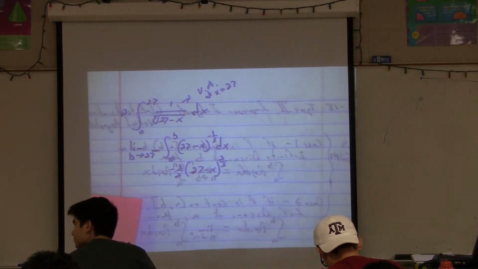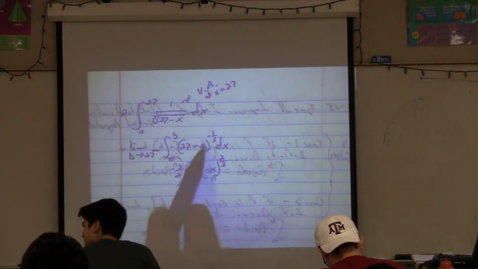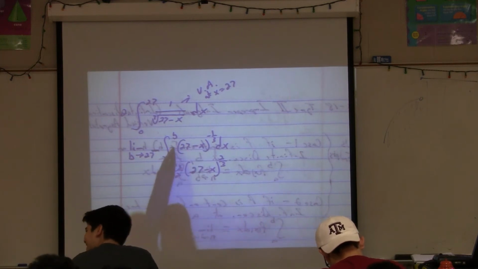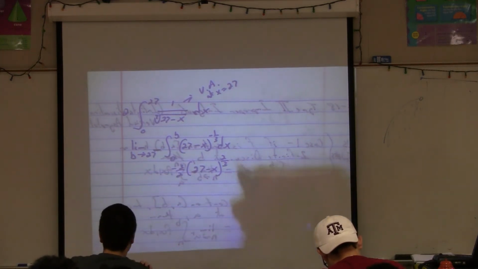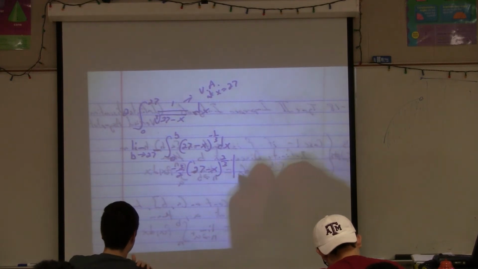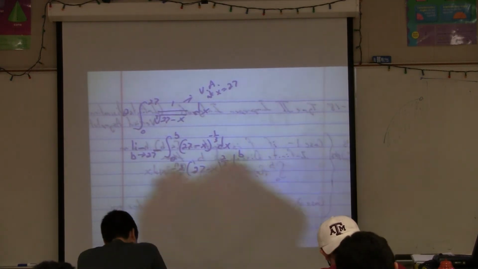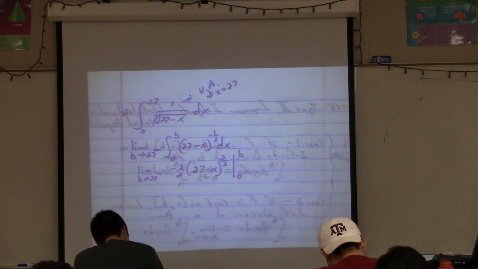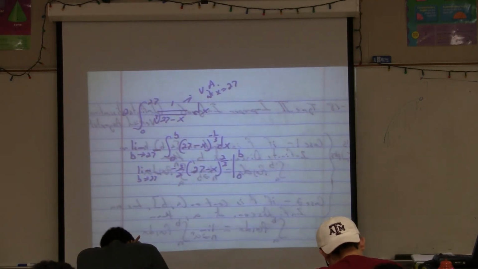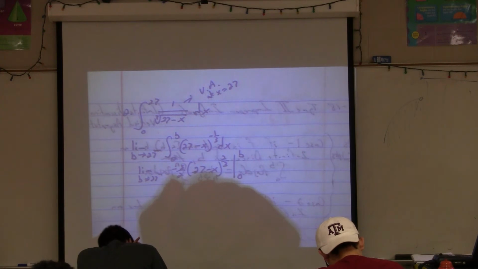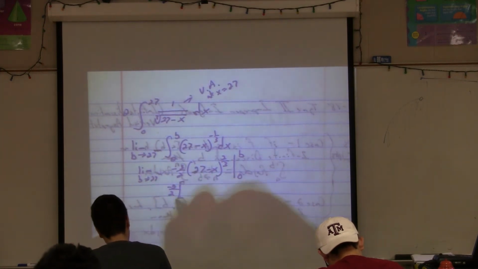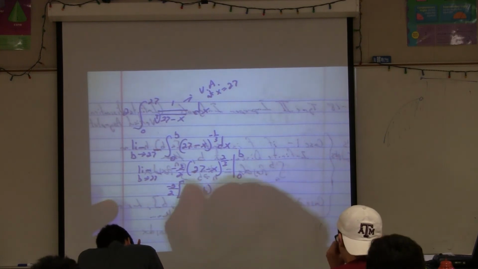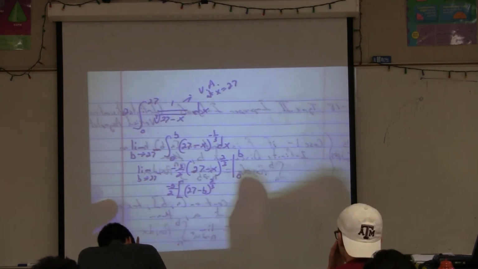Why is it negative? Because if this is u, its derivative is negative 1. I don't have a negative 1. Are we okay? You with me? Alright, so I'm going to leave the negative 3 over 2 out. Okay, I'm gonna plug in b, so we get 27 minus b to the 2/3, right?